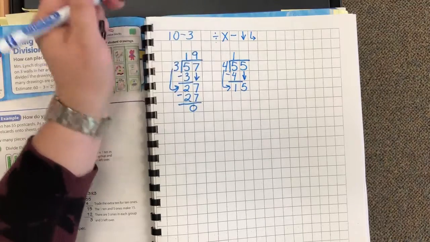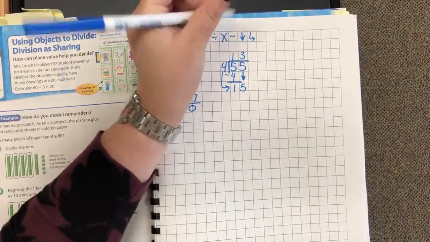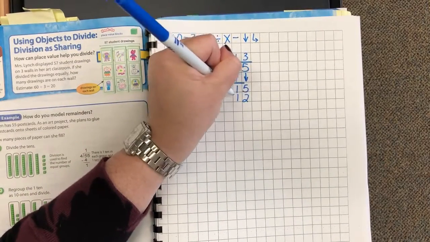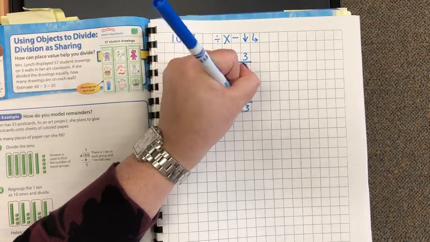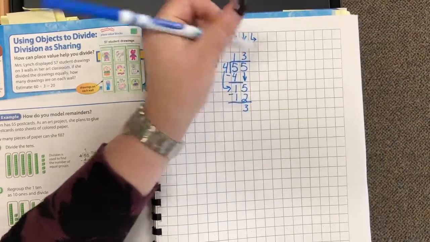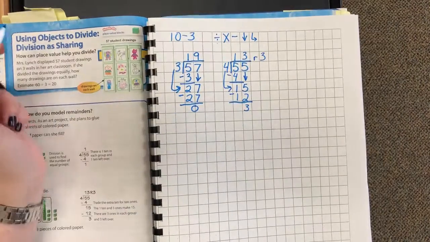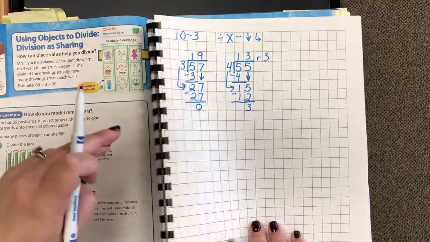Divide. Can 4 go into 15? Yes. 3 times. Multiply. 3 times 4 is 12. Subtract. 15 minus 12 is 3. Nothing more to bring down. So 13 remainder 3 is my answer. I get this. Okay, we're going to keep going. I don't want you to freak out.